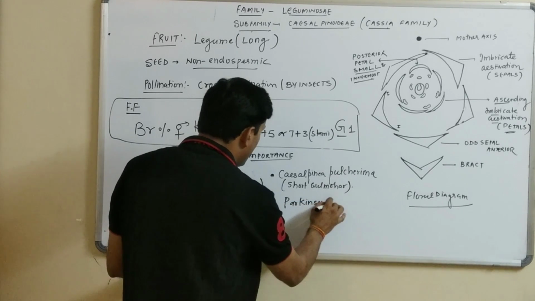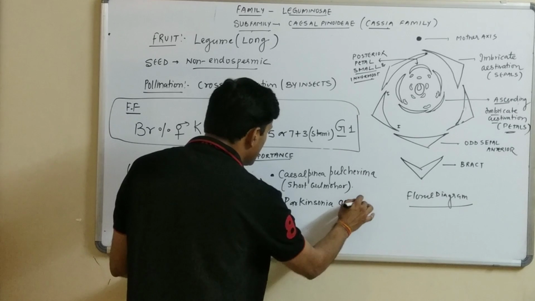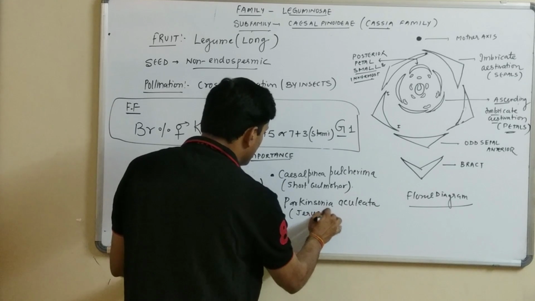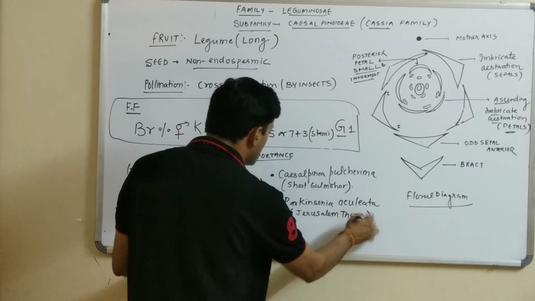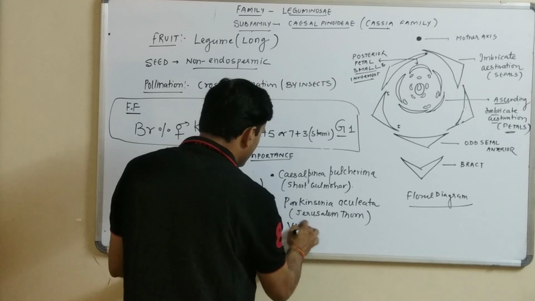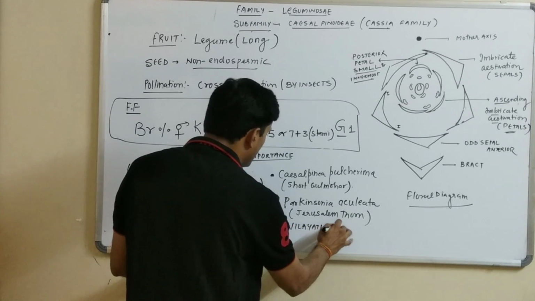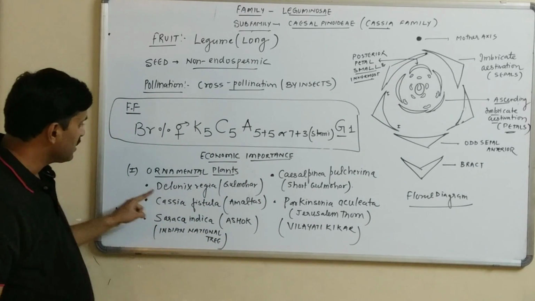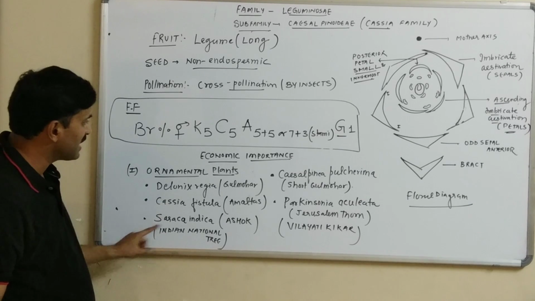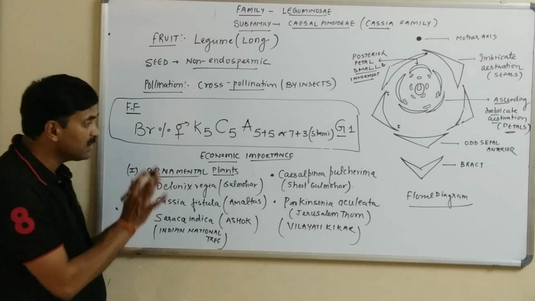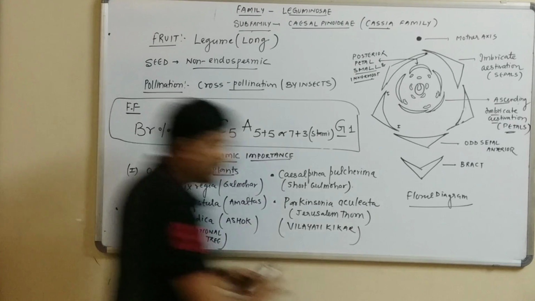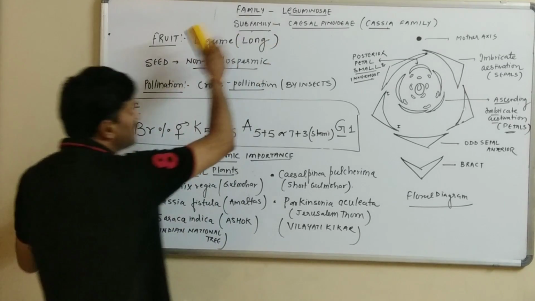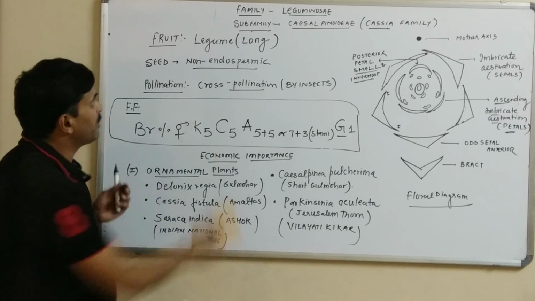And another one is known as Parkinsonia aculeata, which is also called Jerusalem thorn, also called Vilayati kikar. Parkinsonia aculeata, Caesalpinia pulcherrima, Delonix regia, Cassia fistula, and Saraca indica, all these plants are ornamental plants. Now have a look at some other economic importance of this family, the Caesalpinoidae.